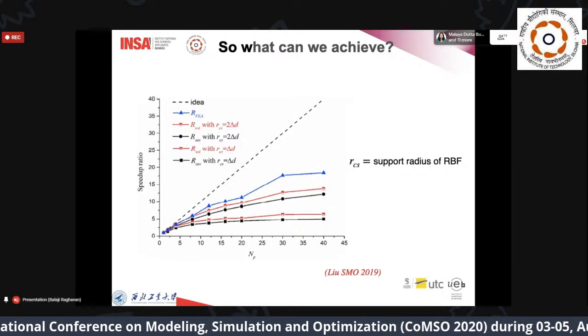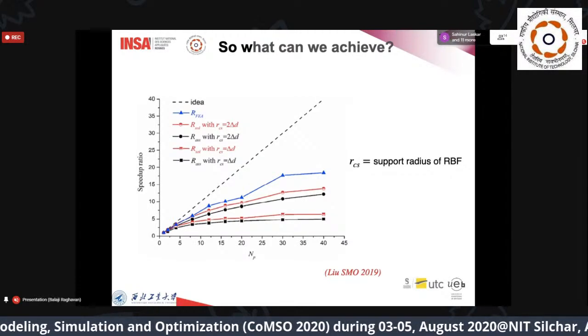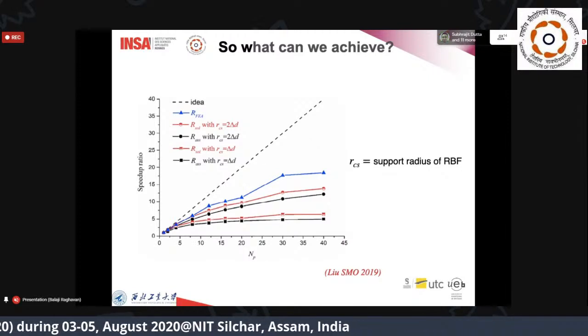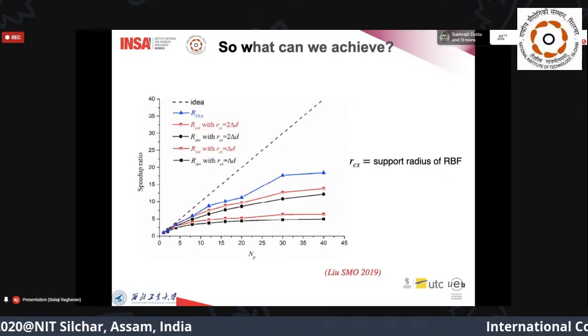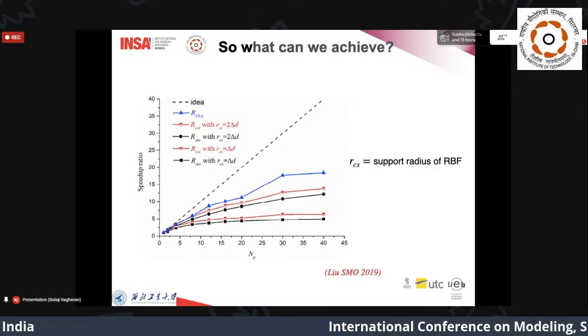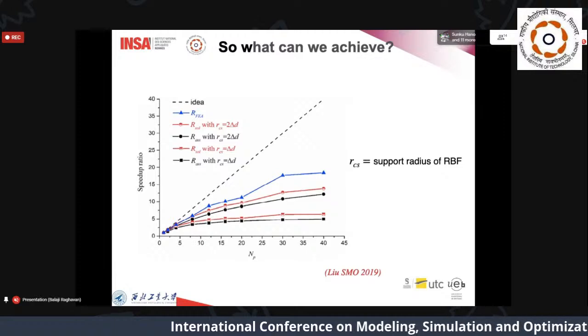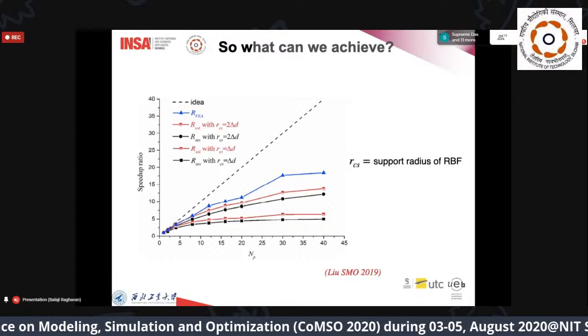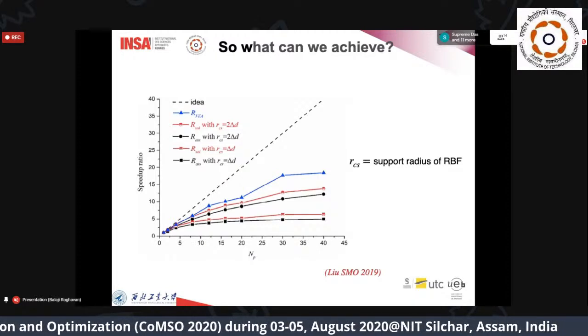Ideally, obviously it's never going to happen, we want the speed up to be the same as the number of processors. If you use 40 processors, you want it to be 40 times faster. This is never going to happen. But you can see that we are able to get speed ups of close to 20 using compact supported radial basis functions and for different support radii.